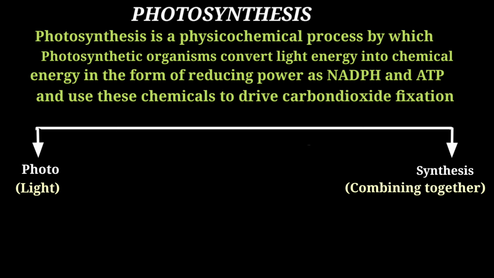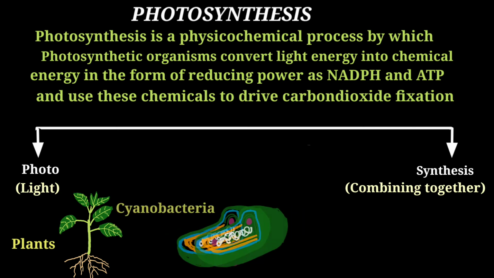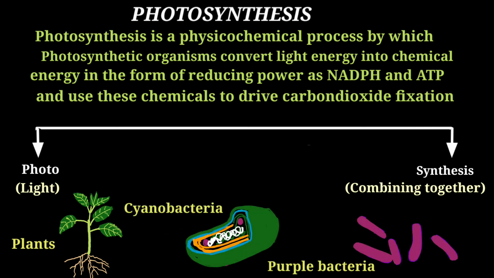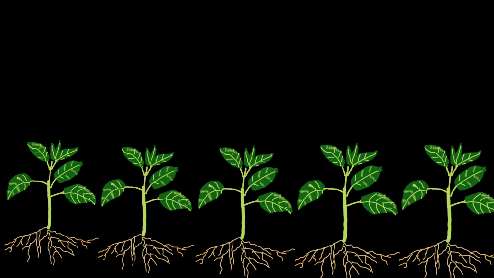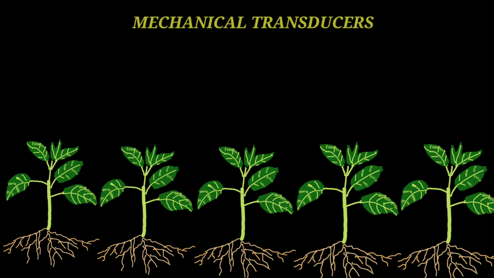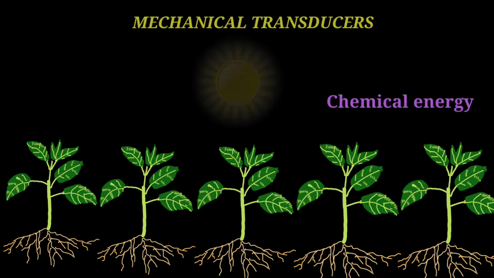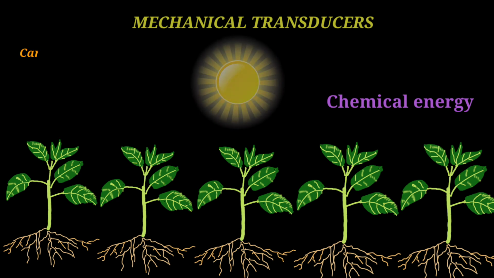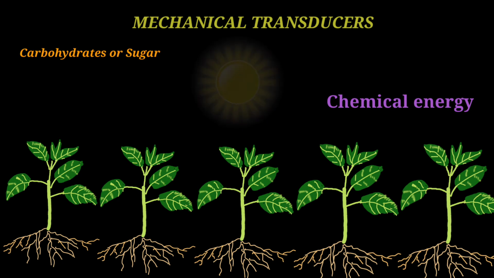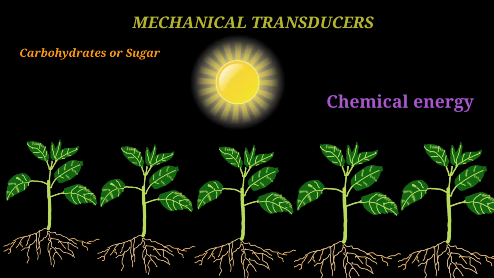Besides plants, photosynthesis takes place in cyanobacteria and purple bacteria. The green plants are also called the mechanical transducers. Plants transform solar energy or light energy into chemical energy by the process of photosynthesis. This chemical energy is stored in the form of carbohydrates or sugar that plants use as their food.